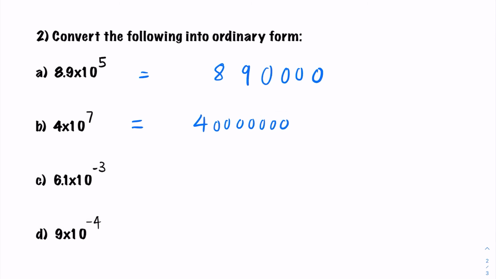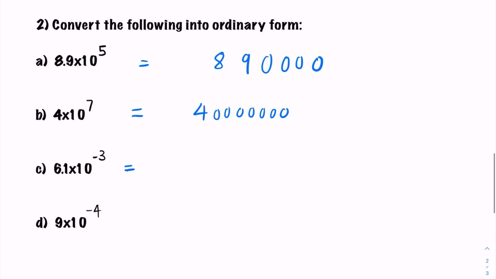6.1 times 10 to the minus 3, so this way the decimal is going to go in the other direction since the power is negative. So put our 6.1 in, just for the time being. And we're going to have to go 3 places to the left. So 1, 2, 3, that's where our decimal belongs. So we can get rid of all of this and fill it in with zeros. So we get 0.0061.